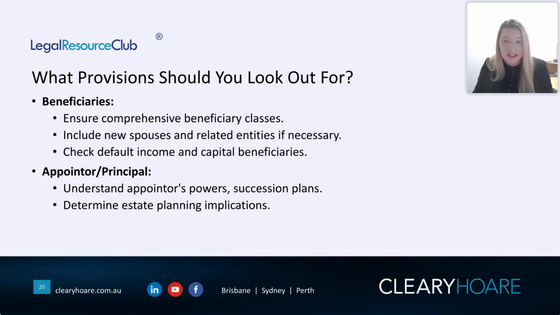We want to make sure that we can identify them, and also looking at, do we have different classes: income, capital, default beneficiaries. Next key provision is making sure that we do have an appointor or a principal from the start, and then that we have the ability for succession planning, whether that's by having a separate deed, dealing with it under a person's will, etc. Really important to make sure we have that appointor at all times.